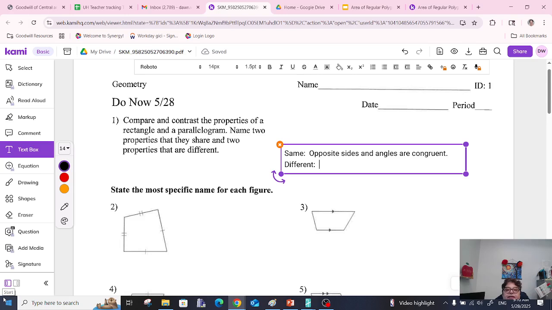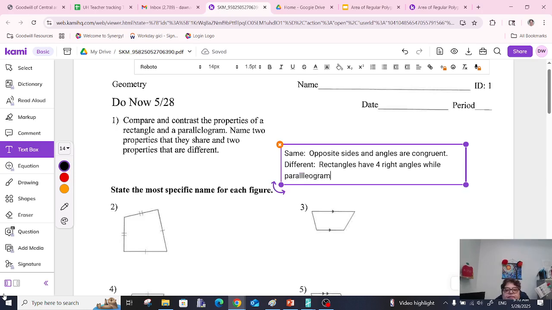What about the rectangle's angles? Yeah, rectangles have four right angles, while parallelograms do not. There's one more. What's another way they're different? Look at their diagonals. What do you notice about their diagonals?